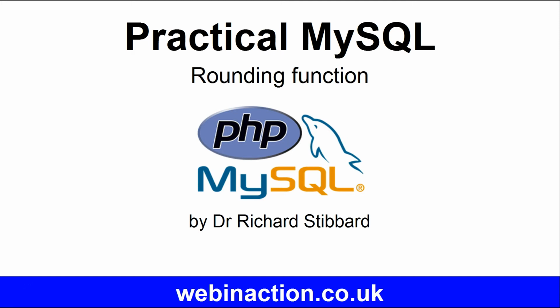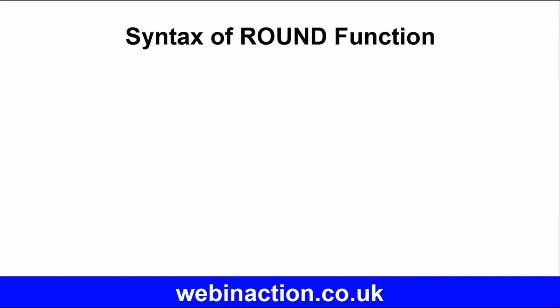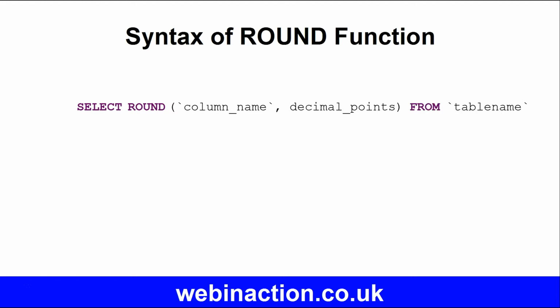In the previous lesson, we looked at the MySQL aggregate functions: count, average, max, min, and sum. The MySQL function to round decimals has exactly the same syntax as the aggregate functions, except that we also need to specify how many decimal points we want to round to. So it's select round, and then in parentheses the column name, and then a comma, then the number of decimal points, and then from table name.